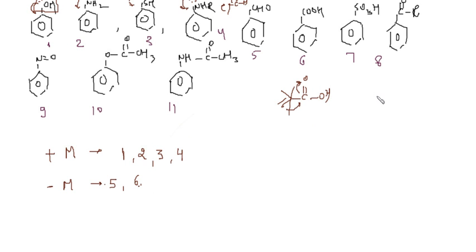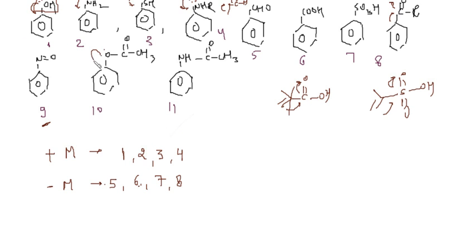If we take an example of SO3H, again it will take electrons from the system, so it also falls in the category of minus M group. COR, ketone, again it will take electrons from the system, so it will fall in the category of minus M group. NO group, okay, just hold for NO group. Okay, let's see 10 and 11.